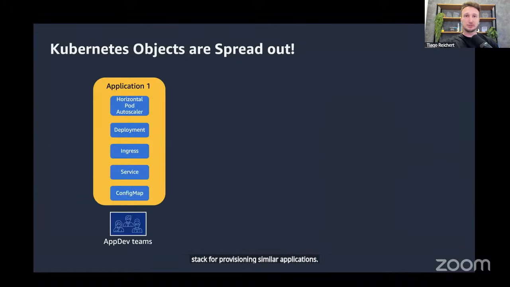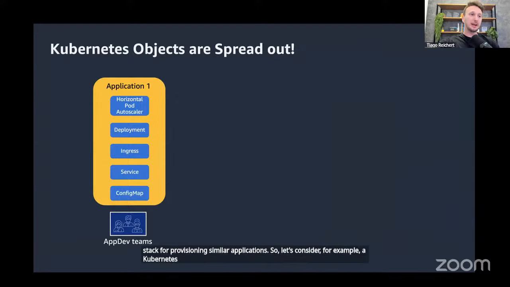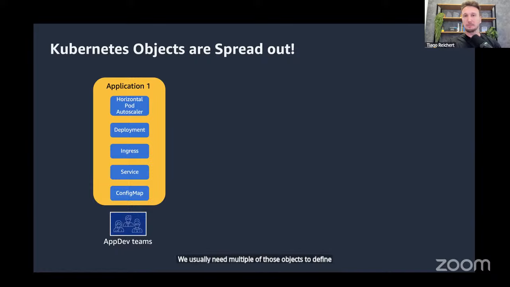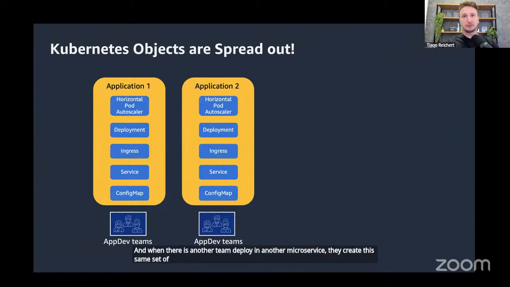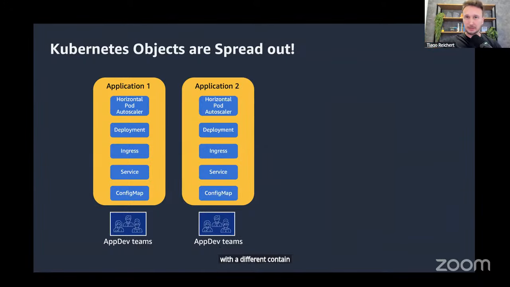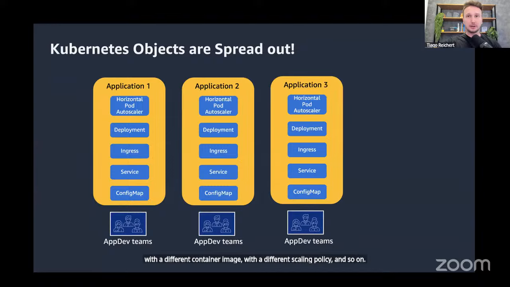So let's consider, for example, a Kubernetes application. We might have different objects here. We can have an HPA for scaling the application, a deployment, for example, to define how to deploy it, ingress and service to expose that application, config map with configurations. We usually need multiple of those objects to define a single application. And when there is another team deploying another microservice, they create the same set of objects just with a different configuration for each of them, with a different container image, with a different scaling policy, and so on. And another team, the same.